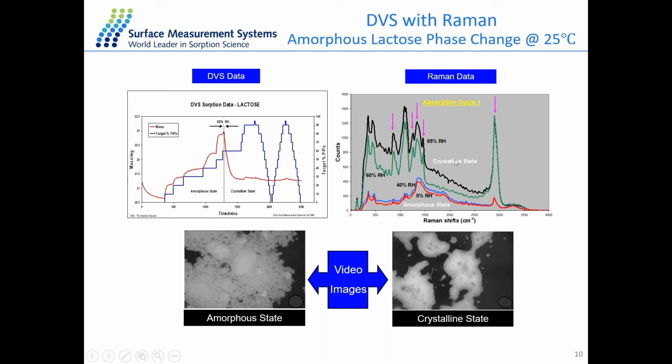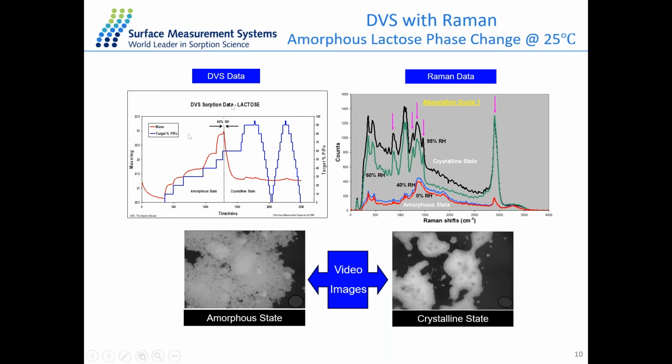And from the Raman data on the right-hand side here, which is taken at the end of each humidity step when it's reaching equilibrium, we can see at 0 and 40% RH, it has very broad peaks, showing an amorphous phase. And exactly above 60% RH, there are some new peaks showing up here, which is indicative of the crystalline phase change. So this Raman data is confirming our observation in the DVS data that at 60% RH, the sample goes through the amorphous to crystalline phase change.